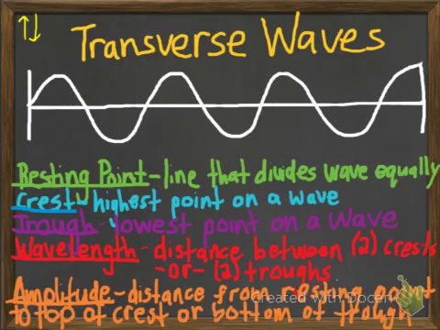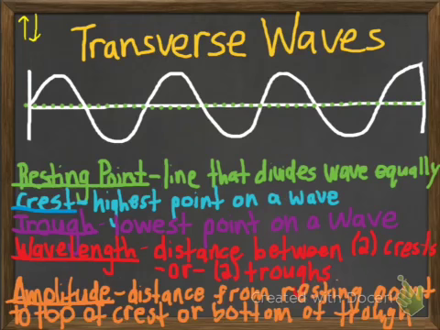Starting with a transverse wave, we can first identify what's called a resting point, or sometimes a stationary line. So it is the line that runs directly through the middle of the wave, right here. So it divides the wave up into equal halves. You have the top half and the bottom half. So top, everything up here, everything above the middle line, and everything below the middle line down here.